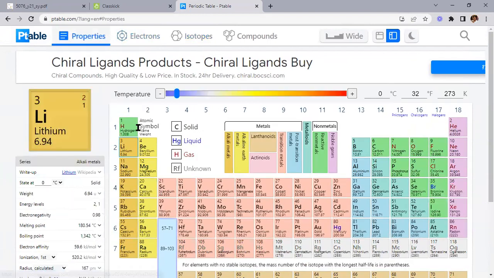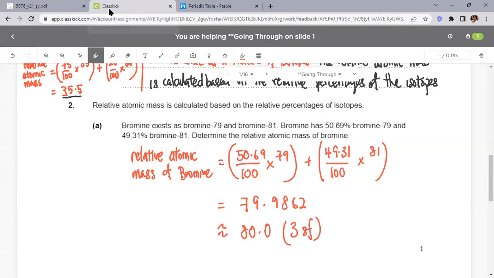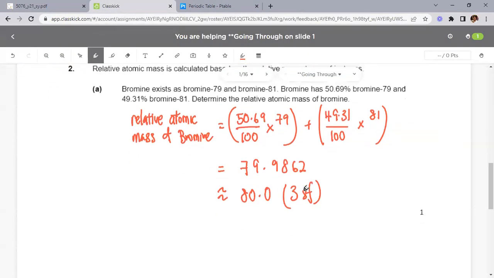You go to properties, and you realize all the masses you can see here, even for carbon, it's not carbon 12, the relative atomic mass is 12.011. Even for hydrogen, it's 1.008. So all of this comes into play when we are calculating the relative atomic mass. Okay, so let's go back to the question. This is for bromine. Let's go on to the next page.